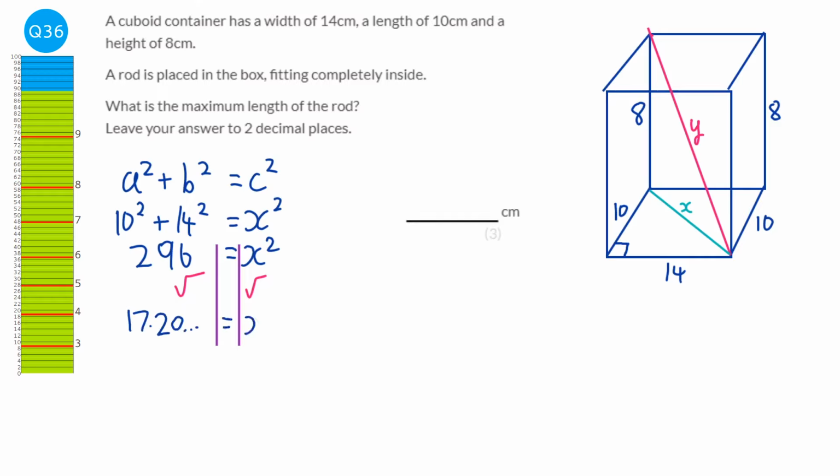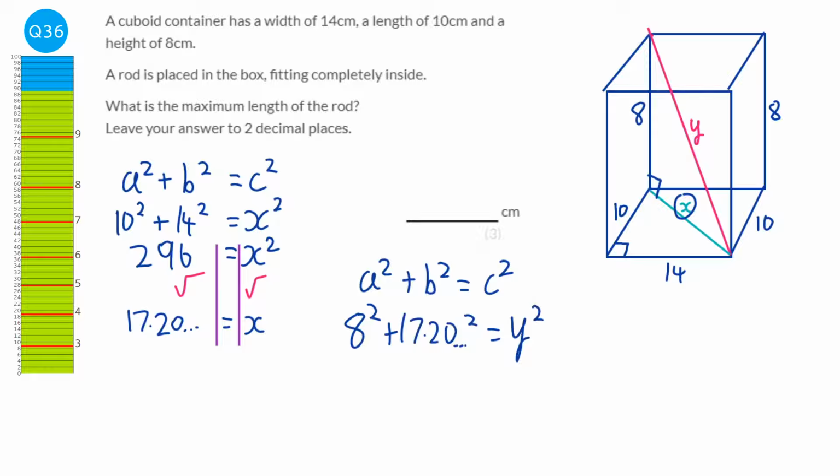and we get an answer of 17.20 blah blah blah. Now I'm going to keep that value in the calculator itself because I'm going to use that to find out what y is, our diagonal. So the next thing we're going to do is, we know what this is, and this creates a right angle triangle here, and so we're just going to do exactly the same thing again. A squared plus b squared equals c squared. Our a is 8, so 8 squared plus 17.20 blah blah blah squared equals, and then we're looking for y, so y squared. Now if I square the value that's in my calculator from before, it will put it back to 296 because I've square rooted it and then I'm just squaring it again, so it would be 64 plus 296 equals y squared.